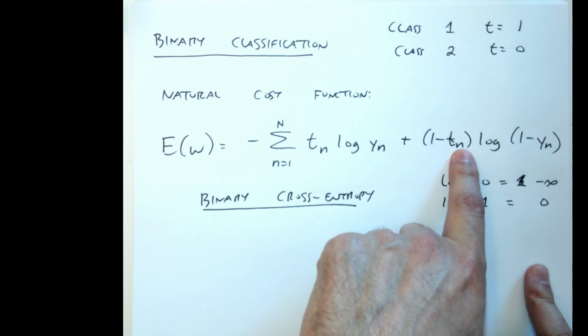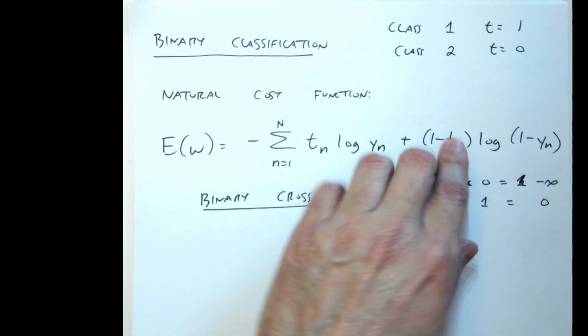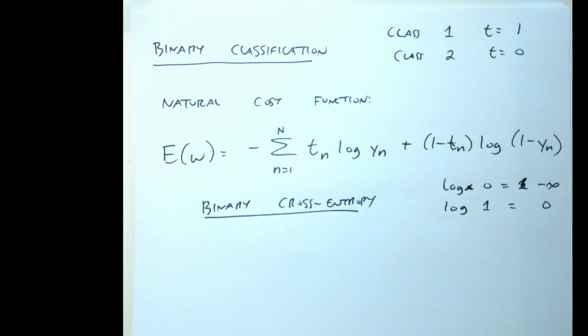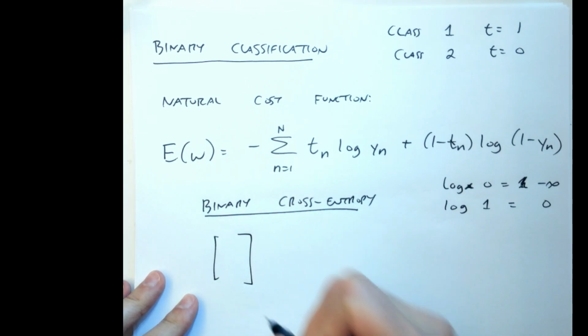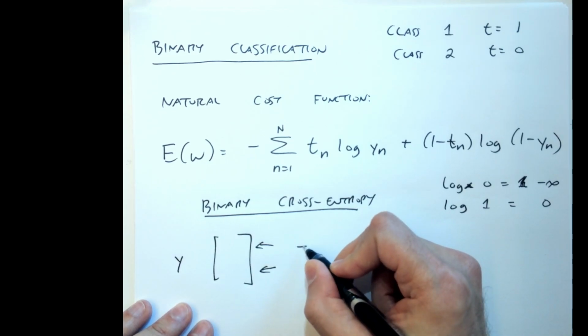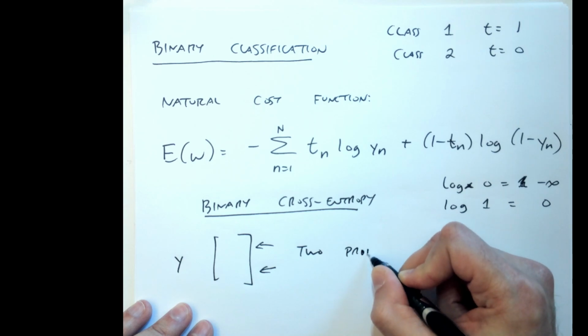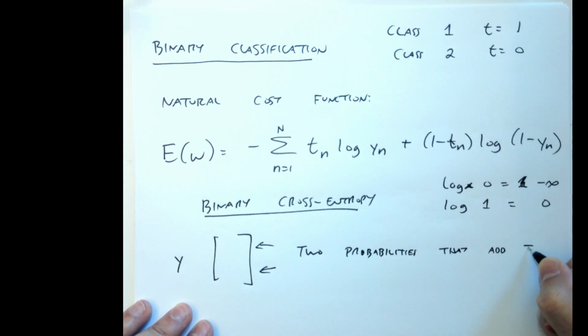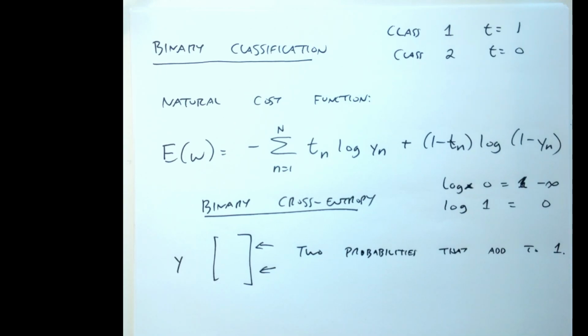If this number is 0, then this thing here I want to be active, and then this is going to drive the yn to be equal to 0, right? So I'm trying to make this work in such a way that the t's and the y's match up. And the idea is that the interpretation of the y vector is basically two probabilities that add up to 1. And so what I want is that the output gives me a probability that I can interpret to be the probability of being in class 1.